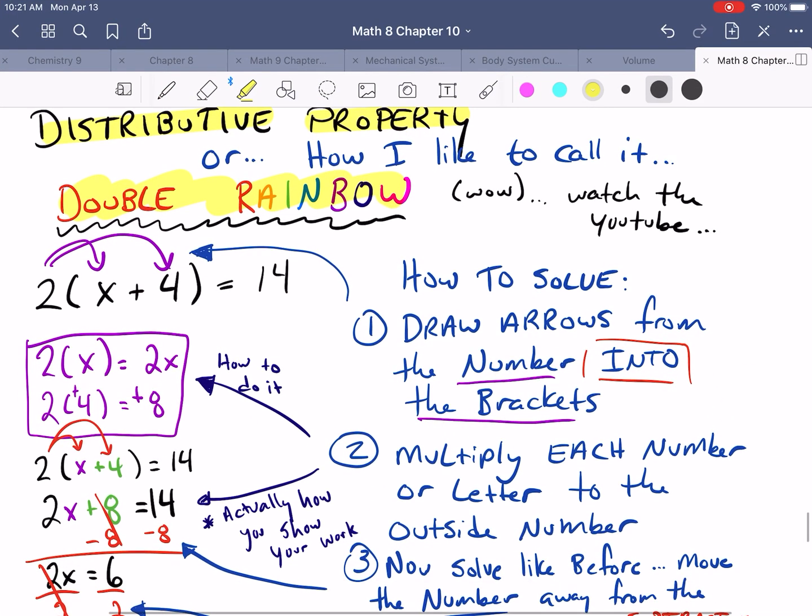Anyway, so double rainbow. What does it mean? This is what it means. Okay, so here we have a multiplying type of question. Distributive property is all about multiplication because it uses brackets.